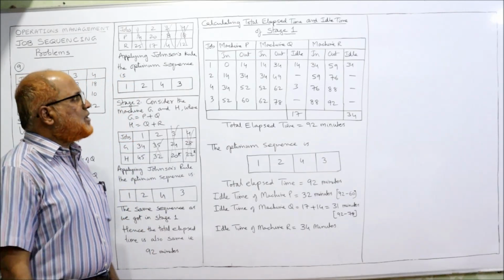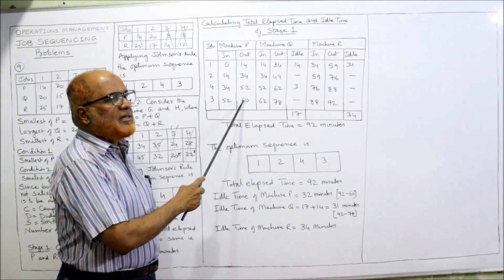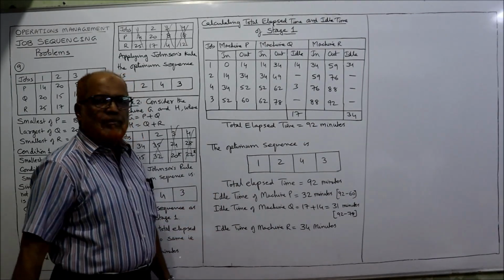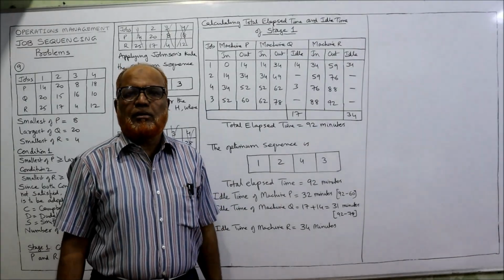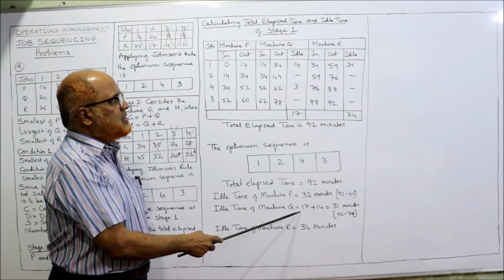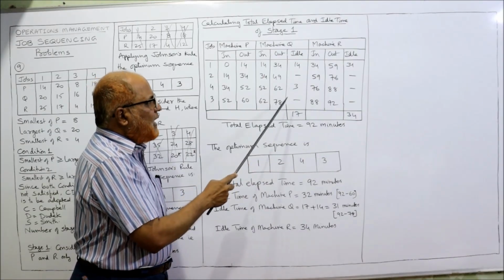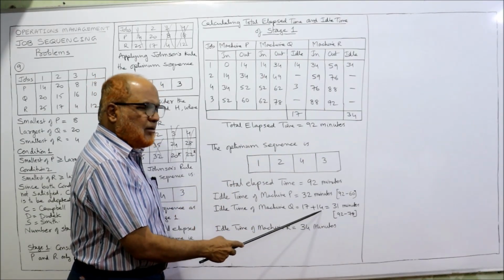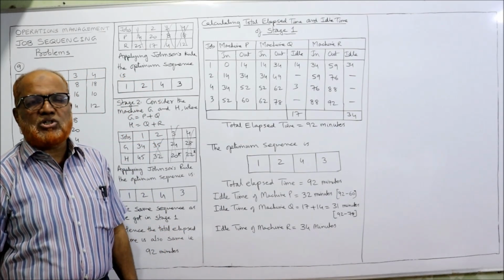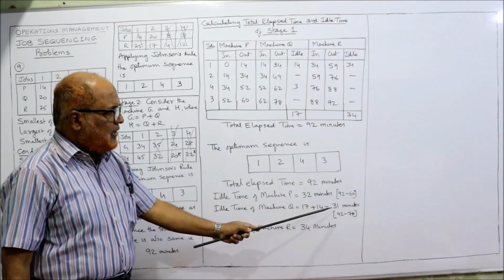And the idle time for machine P: the complete work was done in 60 minutes, whereas the total elapsed time is 92. So 92 minus 60 is 32 minutes. This is the idle time for machine P. Now machine Q: the idle time is 17 minutes plus, when the work is finished here, 78. What is the total elapsed time? 92. So 92 minus 78, you will get 14. So 17 plus 14, 31 minutes is the idle time for machine Q. Last machine R: total idle time, here we got 34 minutes.